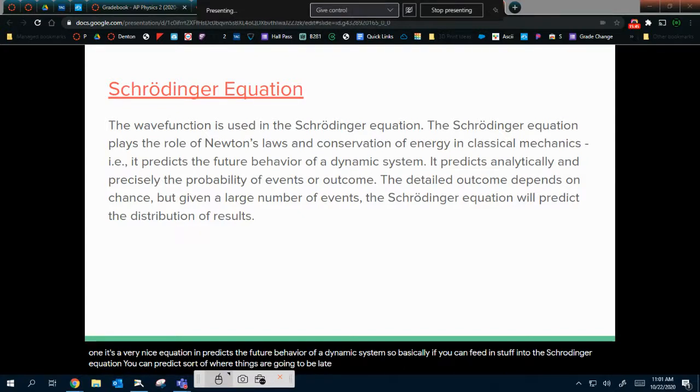But again, the problem is it predicts analytically and precisely the probability of events or an outcome. The detailed outcome depends on chance, but given a large number of events, the Schrodinger equation will predict the distribution of results. So it's a big probability function. It can't predict exactly what's going to happen for one particular atom or electron. But we don't typically deal with one electron in our circuit, we're dealing with quadrillions of them. It's pretty good.